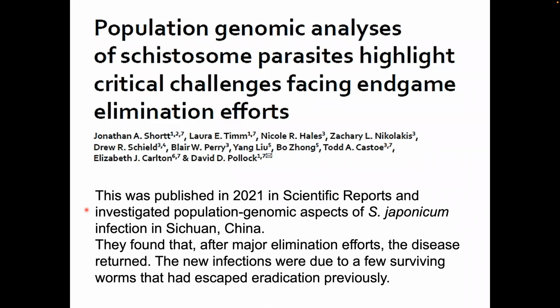We tried. These people, and mainly Elizabeth Carlton, picked this up and went with it, and they were able to demonstrate that some of the worms had survived the eradication program. The small number of worms had come back, and we're now starting a new outbreak. And these new infections were due to a few surviving worms that had escaped eradication previously.